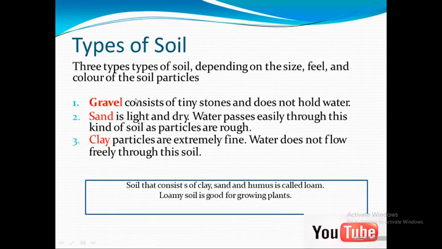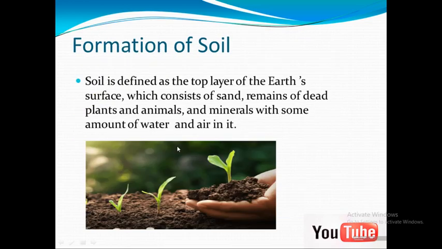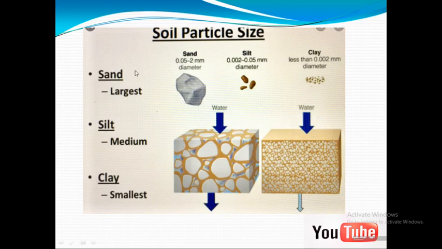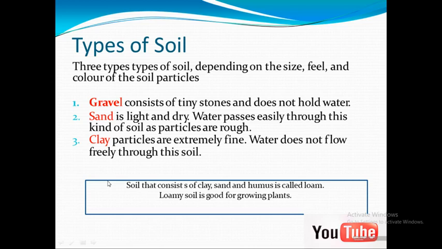Types of soil. When you take this soil, you will find different types. The larger part is sand, it is the largest in size of stone, and a little smaller in size is silt, and the smallest type present in the soil is called clay. It is the smallest part. So sand is large, silt is medium, and clay is smallest. And another is gravel. Gravel consists of tiny stones and doesn't hold water.